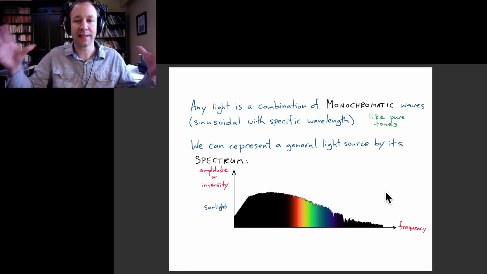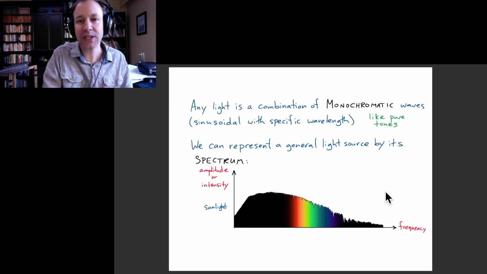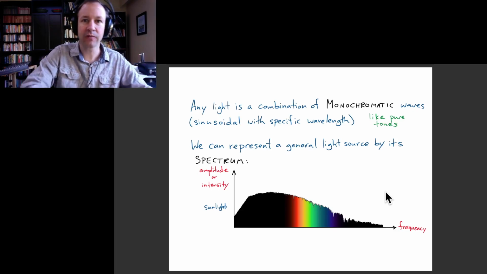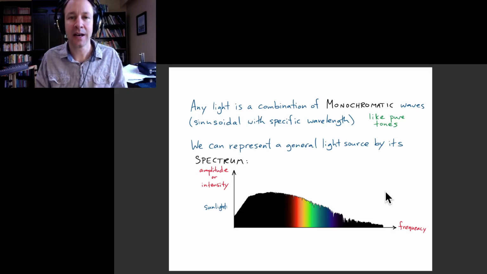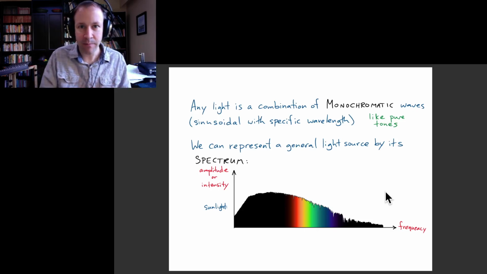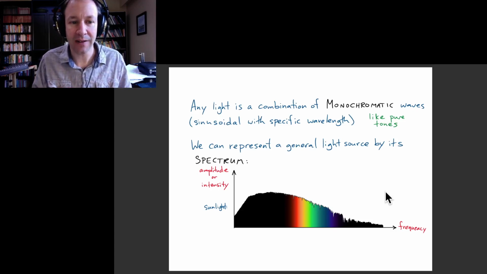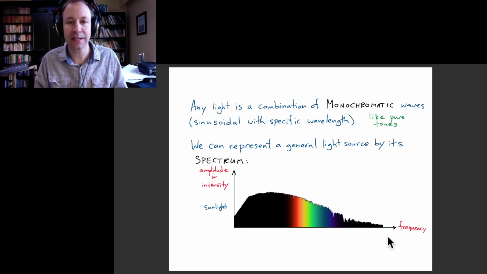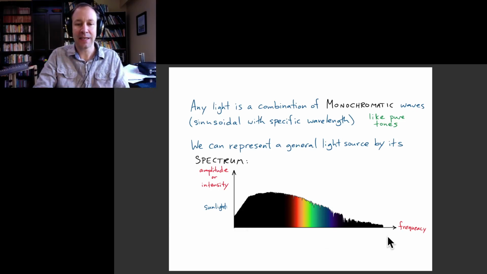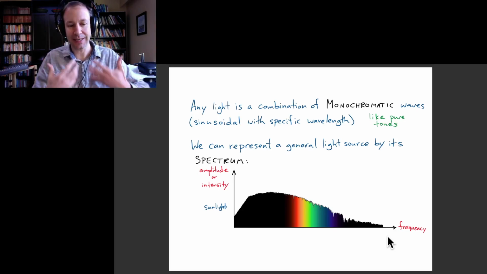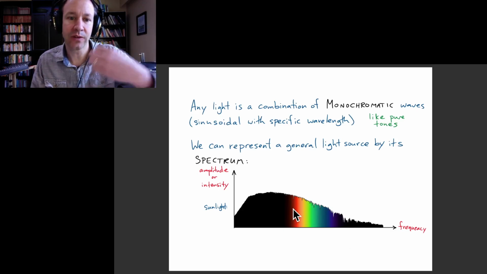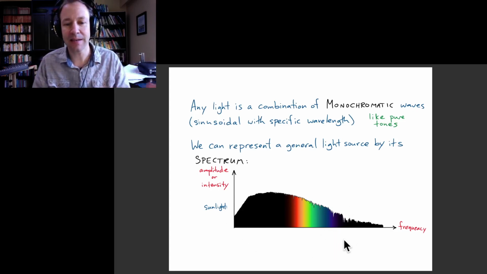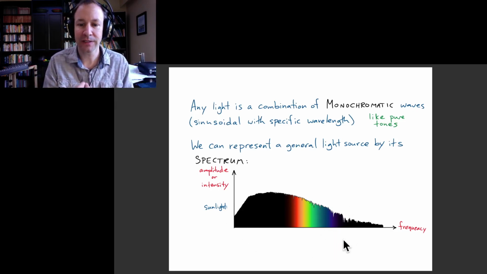And we can represent then a general light source. We can think of it as a combination of these monochromatic waves. And so again, just like for sound, we could represent the content of a particular light source in terms of its monochromatic waves by a spectrum graph. And this just shows us for each possible frequency of light, or for each possible wavelength, how much do you have in your source of light. So how much light is there in the range that we would perceive as red or yellow or blue or purple. Okay, so this is an example of the spectrum graph for sunlight at the surface of the Earth.